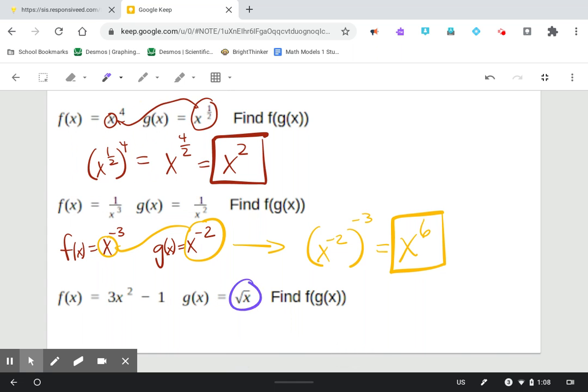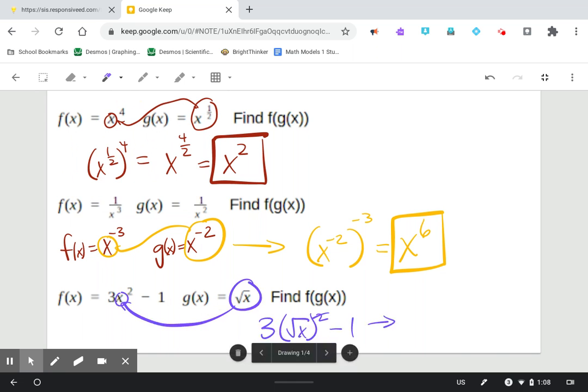Lastly, I'm taking this g, I'm plugging it over here for this x, and we get 3 parentheses square root of x squared minus 1. We know that the square root of x squared, that's going to cancel out completely. That's going to cancel this out completely, giving me 3x minus 1, and that is the final answer there.